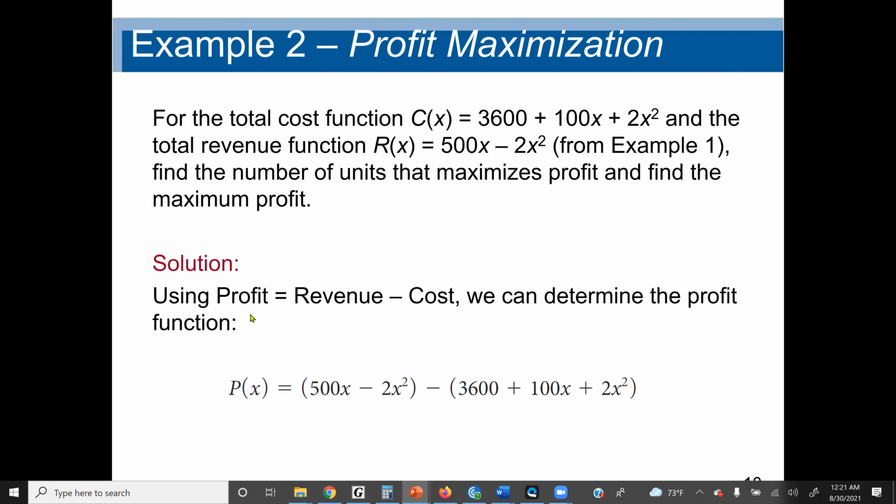So here we say using the profit equal to revenue minus cost, we have revenue is 500x minus 2x squared. Cost is minus 3600 plus 100x plus 2x squared. So this will give us the profit function, which is minus 3600 plus 400x minus 4x squared if we combine the two terms here.